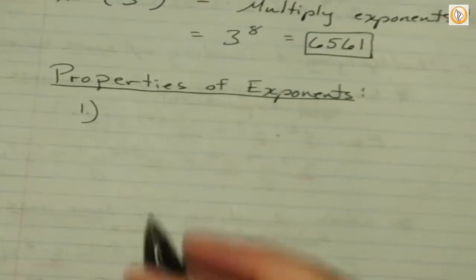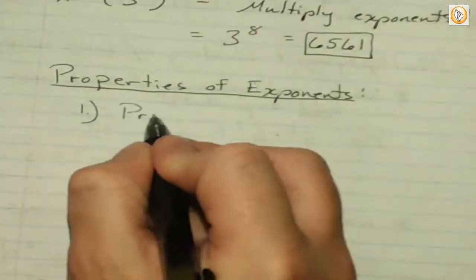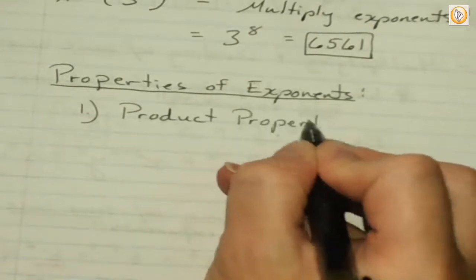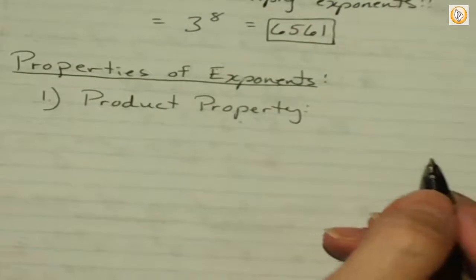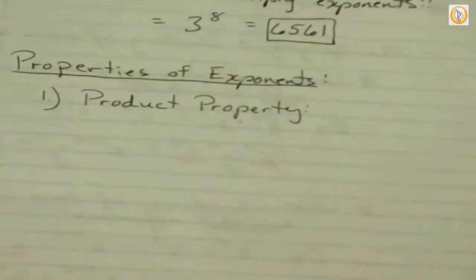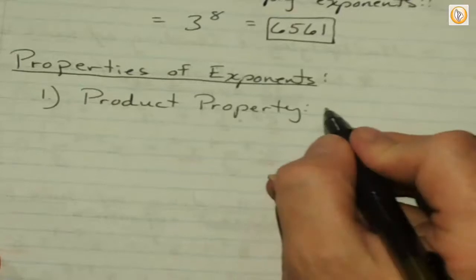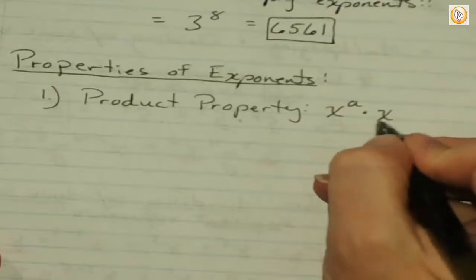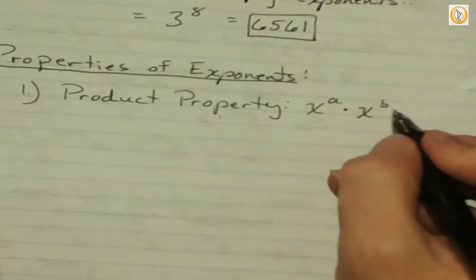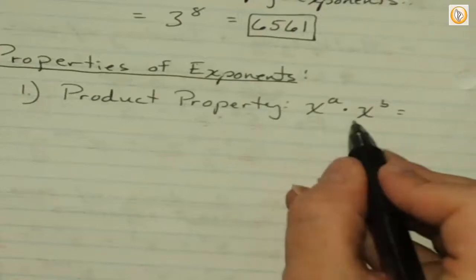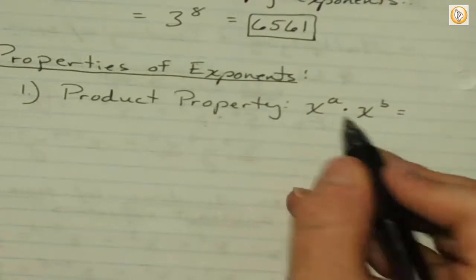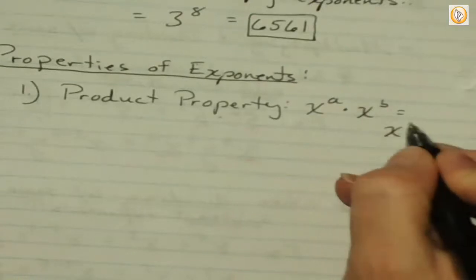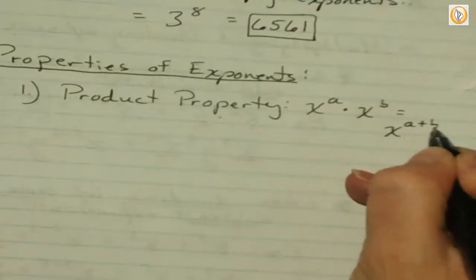All right. The first one, and we've been talking about these, is the product property. Basically, that's the one where if the bases are the same and you're multiplying, you add the exponents. So x to the a power times x to the b power. Bases are the same. We're multiplying, so Michaela, what do I do to the exponents? Very good. A plus b.